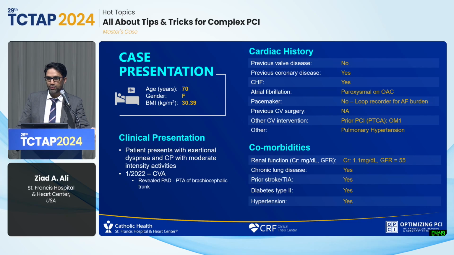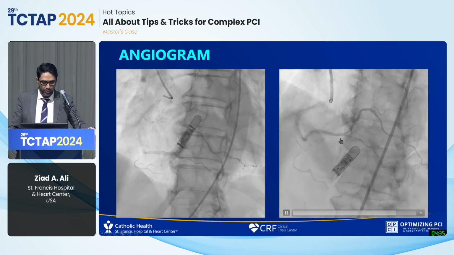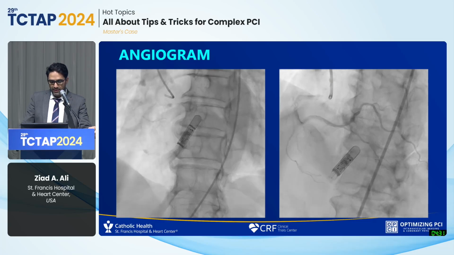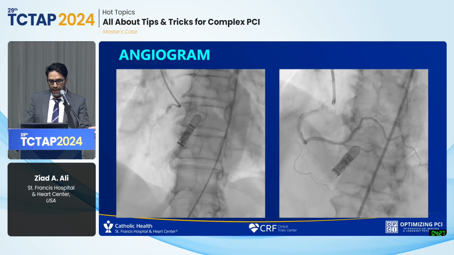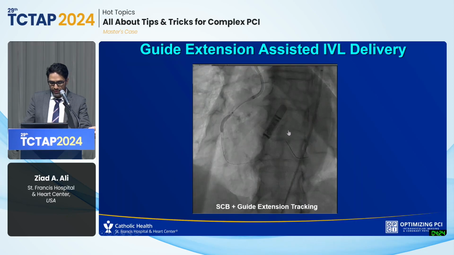Okay, so this is the case presentation. This is a 70-year-old female who's very sick on anticoagulation, has atrial fibrillation, pulmonary hypertension, a lot of risk factors, but normal renal function. And this is the lesion. It's in the mid-right coronary artery. It's got clearly a tight stenosis, which has the appearance of heavy calcification that's probably eccentric, may actually even be nodular. So the approach here was to perform intravascular lithotripsy.